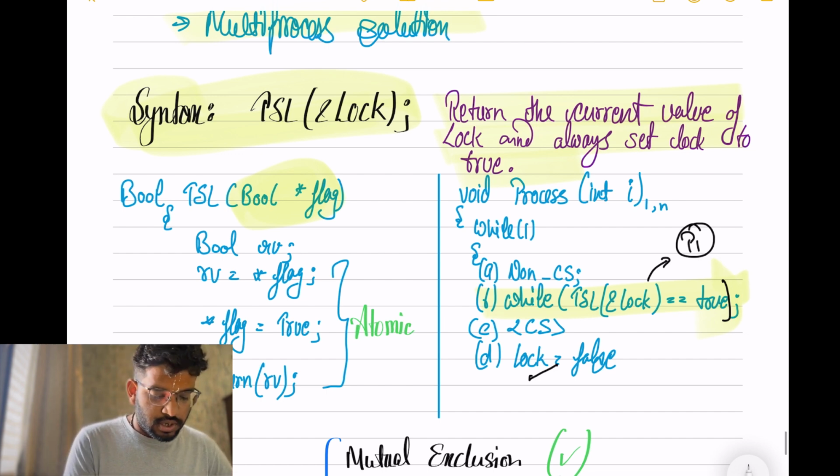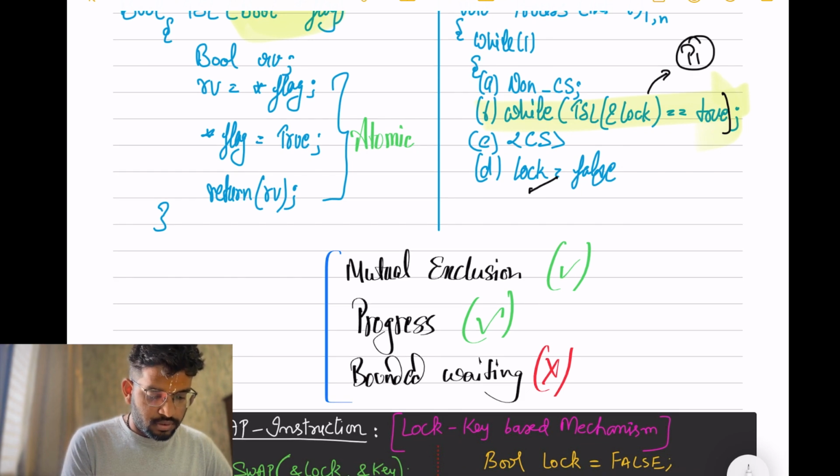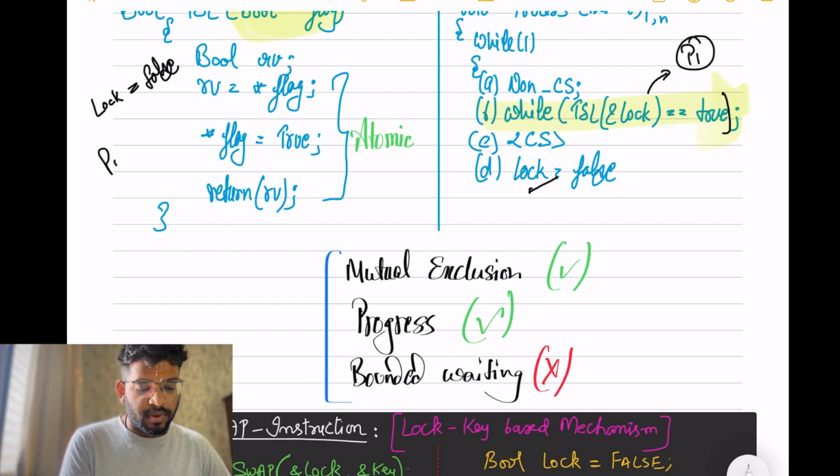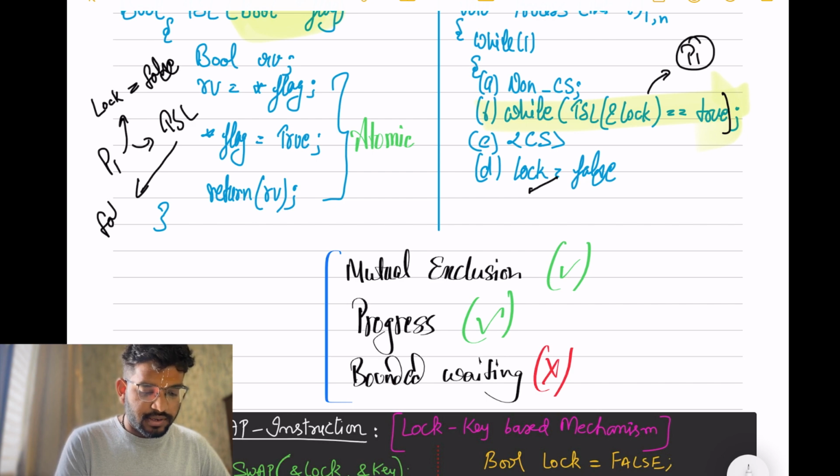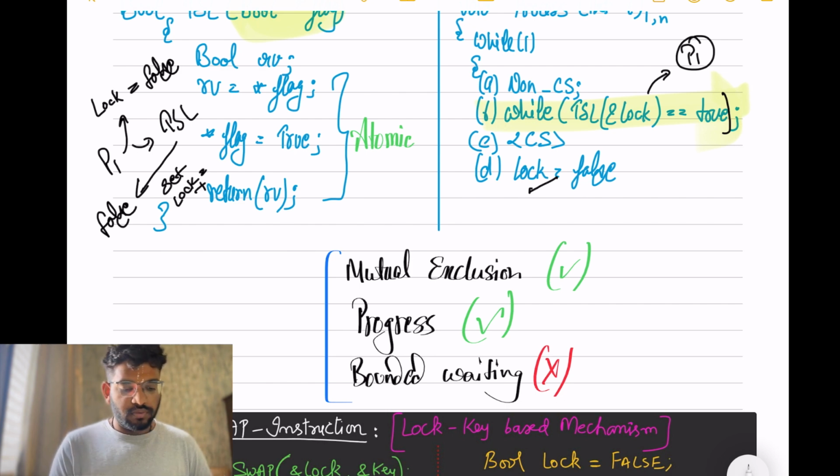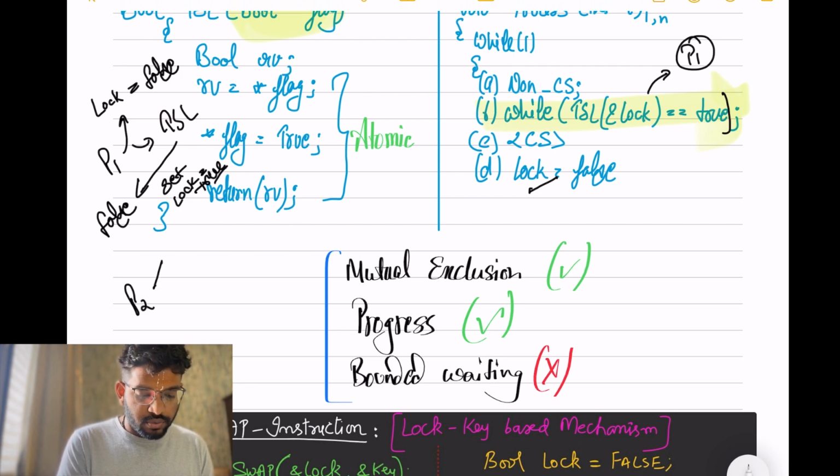If this is lock, false, and P1 wants to enter the critical section, it will pass this value into this TSL function. What TSL does is return false and set lock to true. When it sets lock to true, any other process P2 that wants to access the lock variable will find it already true.